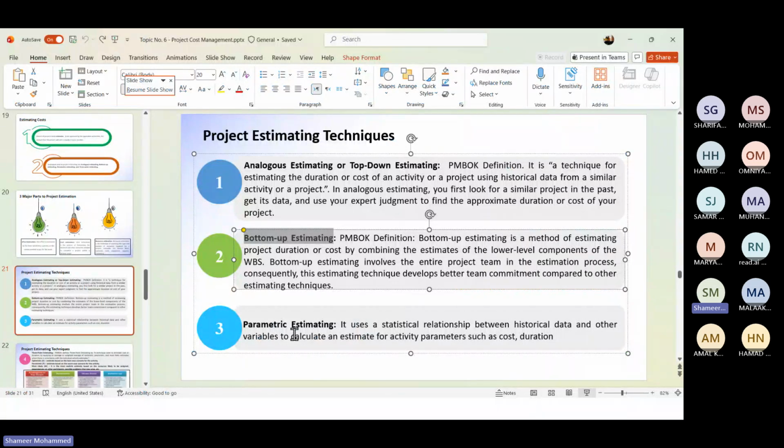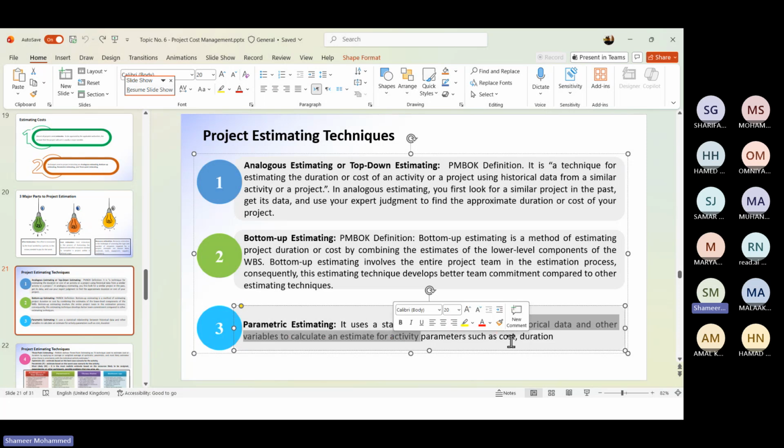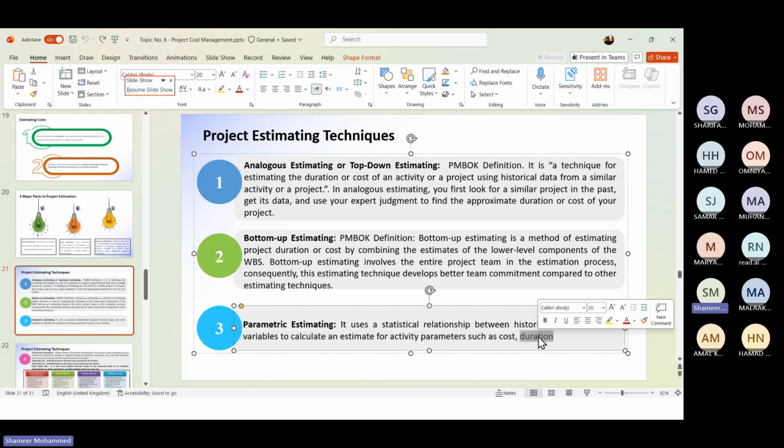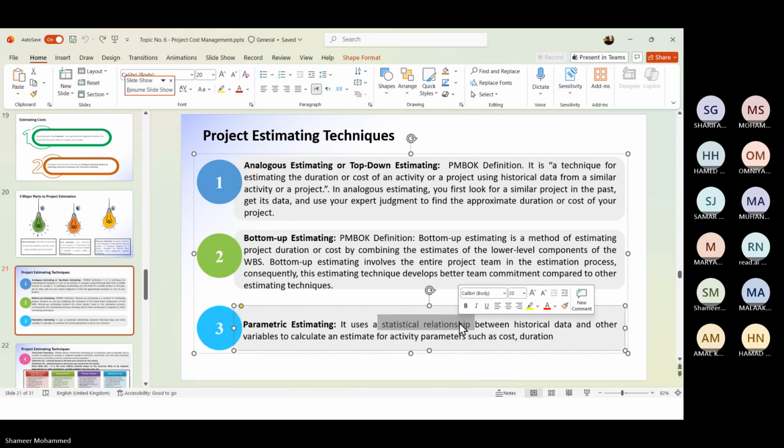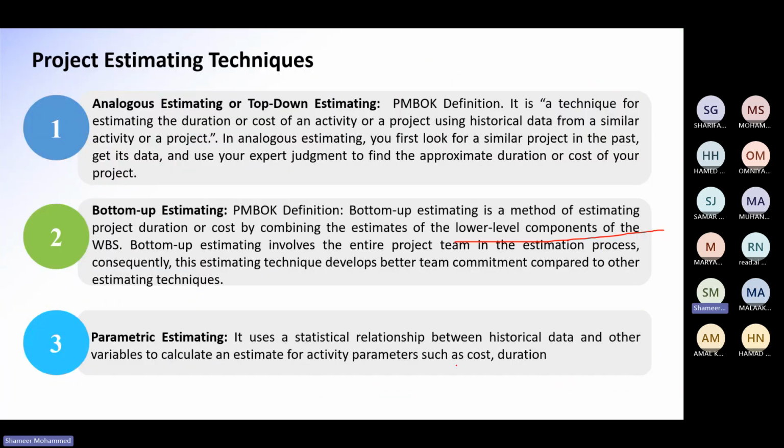Third one is the parametric approach, which uses historical data and other variables. Variables, that means how much is the cost, how much is the time. You are going to see that in the form of statistics. You are preparing a table, taking all these variables and doing the estimation, which is known as parametric estimation. One is top down, another is bottom up, another is parametric.